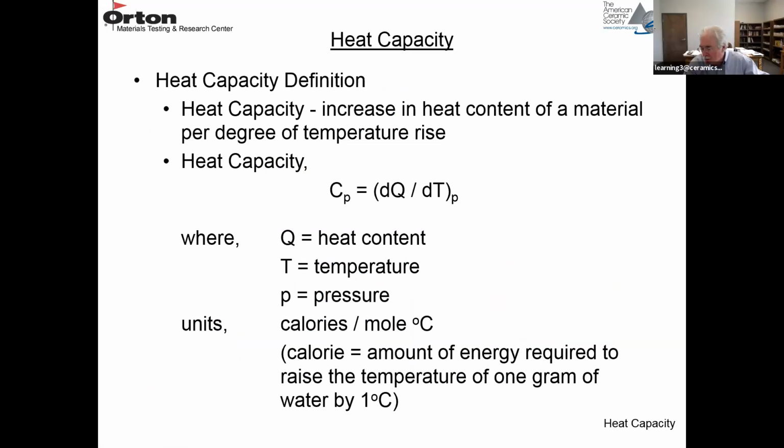Well, it's 1 o'clock, so I'd like to get started on the last 2 properties under thermal properties, the heat capacity and thermal conductivity.